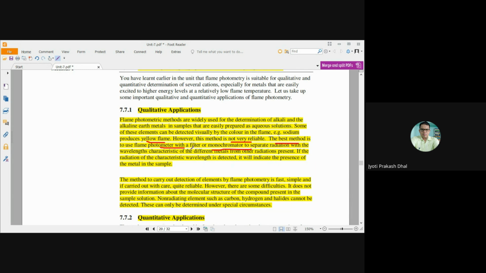That's why the best way is to use a flame photometer with a monochromator, and the unnecessary electromagnetic radiations can be separated by using a monochromator.